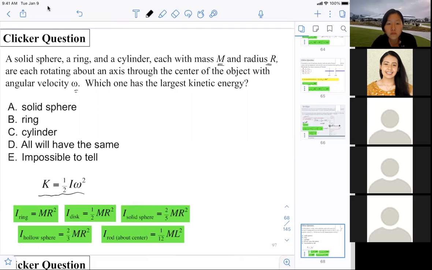All right, so let's go for 10 more seconds. If you haven't voted already, please do so. All right. Okay, I'm going to go ahead and end this. We'll take a look at this together.